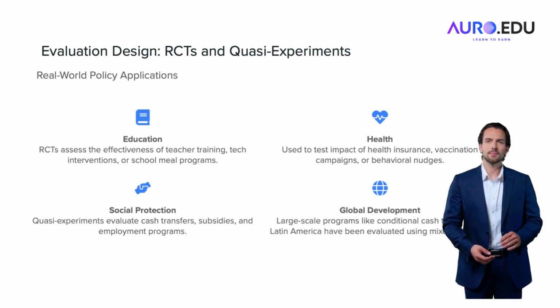Evaluation design, application. In education, RCTs might test the impact of a new teaching method by comparing student outcomes between randomly assigned groups. Quasi-experiments could evaluate policy changes by analyzing performance trends before and after implementation, offering insights into policy effectiveness in real-world settings.